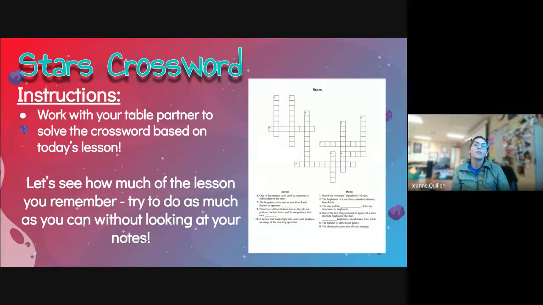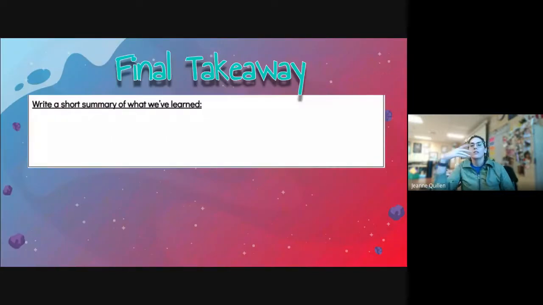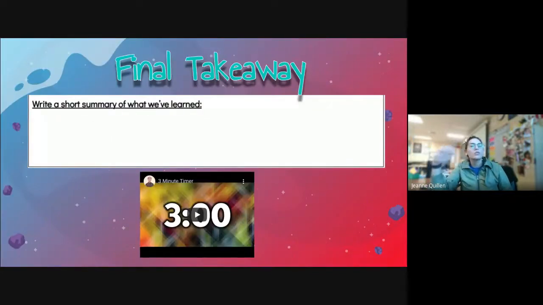If they were students who needed a little bit more help, I would allow them to use their notes as a resource the whole time that they're working on it. I think it's obviously important for them to be referencing their notes. The more times they're reading this stuff, the more it's going to sink in. After they were finished with the crossword, we would go over it together. And then that would lead to the exit ticket, which was our final takeaway. Just a short summary of what we've learned.